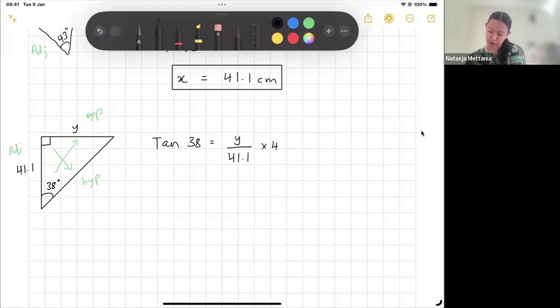I'm going to multiply by 41.1 to get rid of it on the right hand side. What I do to one side, I have to do to the other. This will cancel out. So y is going to equal 41.1 times tan 38. Put that in your calculator. You should get, if you round it to one decimal place, 32.1 centimeters.